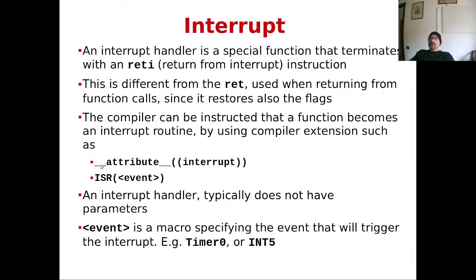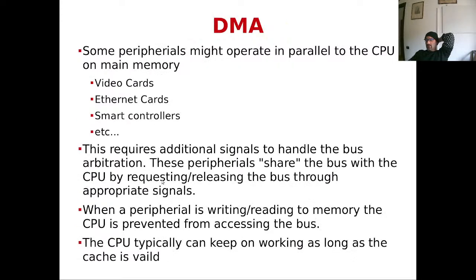From the programmatic point of view in C or C++, you can denote that a function is an interrupt handler by writing this after the function declaration in GCC: underscore underscore attribute underscore underscore interrupt. This is a non-standard compiler extension that tells the compiler to conclude that function with the return from interrupt. On AVR, there's a macro, ISR, that can be used to write an interrupt handler. We will see examples of those.